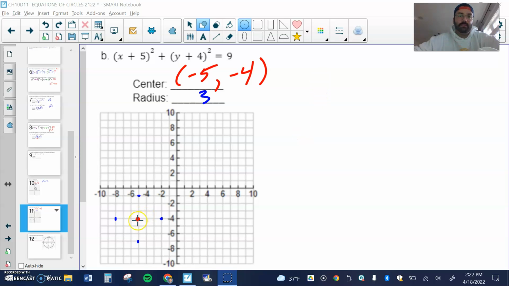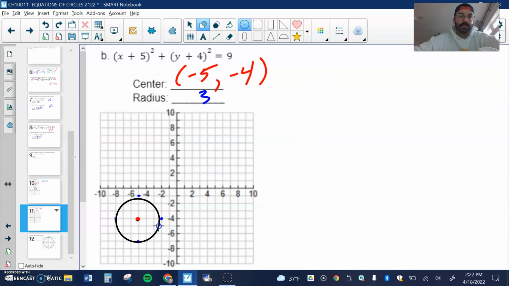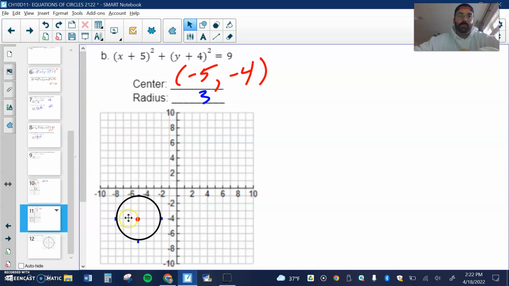So this is what I have. I'm going to make my circle now. Connect my dots here, using my handy dandy circle tool. And there you go. My center is -5, -4. My radius is 3, so 3 units in every direction. And you should look something like that.